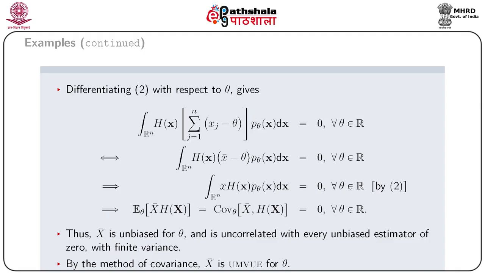Thus we get E[h x̄] = 0 for all θ. Also, E[x̄] = θ for all θ. Hence, x̄ is an unbiased estimator of θ which is uncorrelated with every unbiased estimator of 0. By the above result, x̄ is the UMVUE of θ.